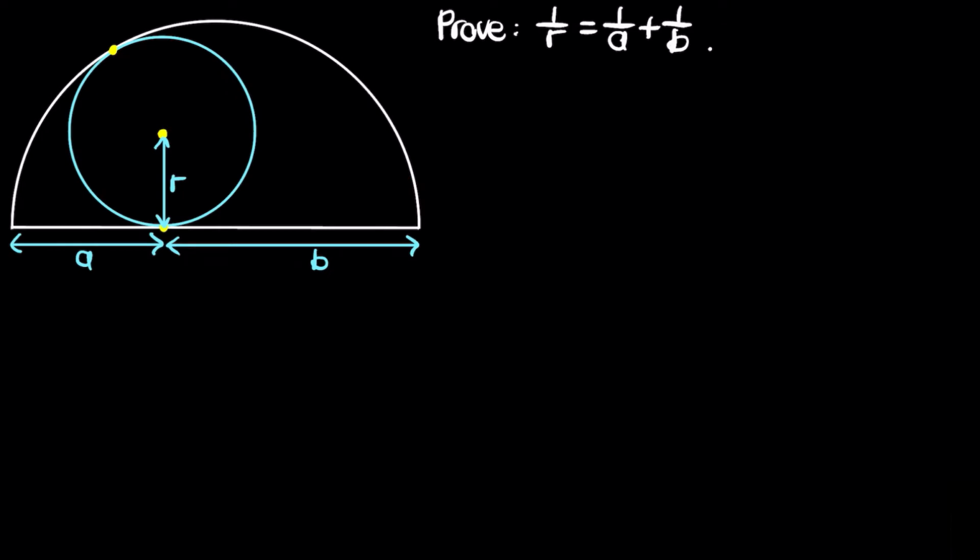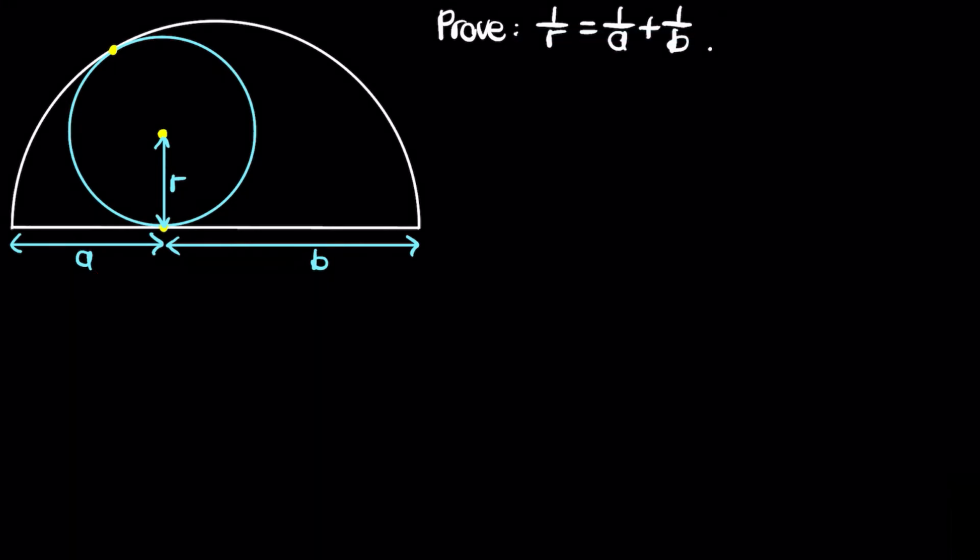In the second geometry puzzle over here, I have a semicircle which has the diameter being a plus b, and there is the sum of the segment with the length a and the segment with the length b. And inside of the semicircle, I have inscribed a circle with the radius r, such that it is tangent to the top part of the semicircle and also the diameter of the semicircle. And then based off this diagram over here, we're going to prove the fact that 1 over r is equal to 1 over a plus 1 over b.